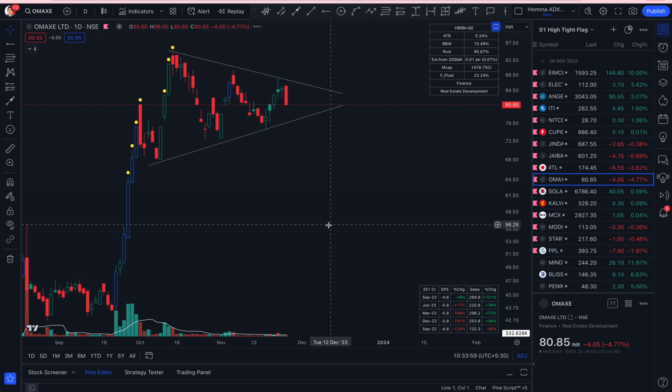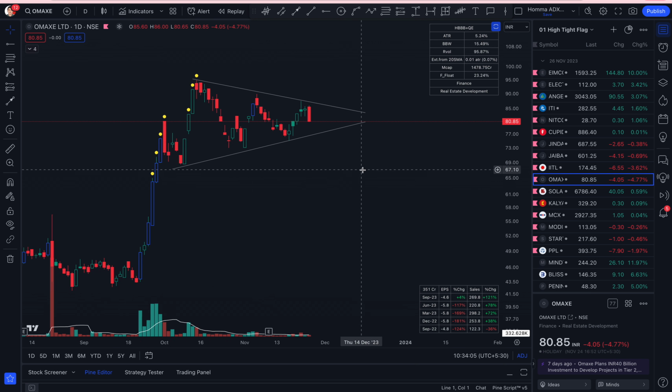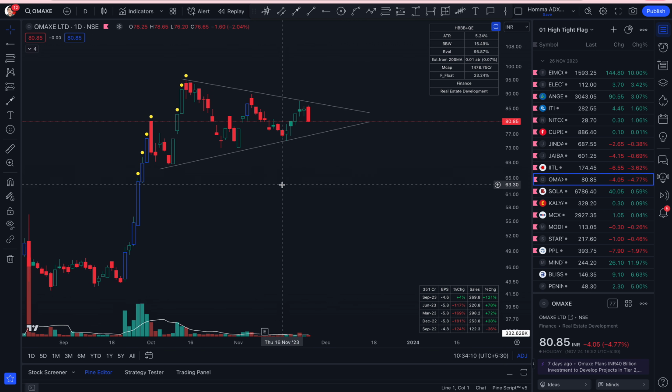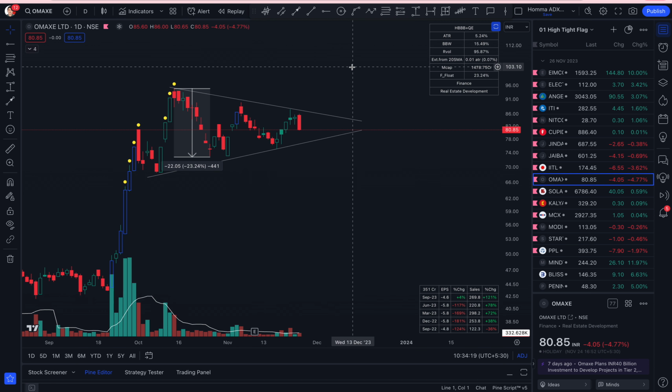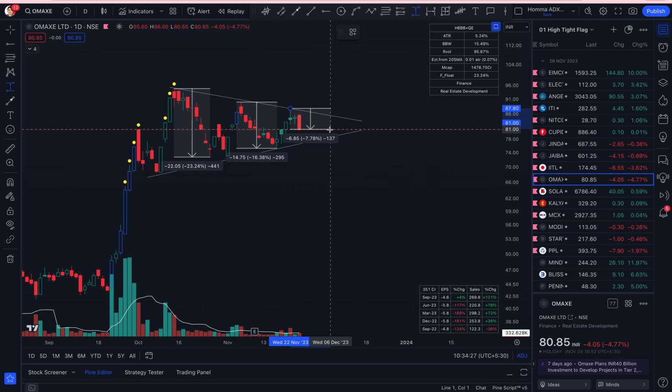OMEX, right? If you've noticed, in most of the high tight flags, the pole of the flag also contains a pattern, a VCP pattern, volatility contraction. In this case, this is the first contraction, and remember there has to be contraction, okay? So this is contraction 1, minus 23%. This is contraction 2, minus 16%. And right now we are undergoing the third contraction, and right now it's also almost half of that, right? So it's very soon going to reverse.